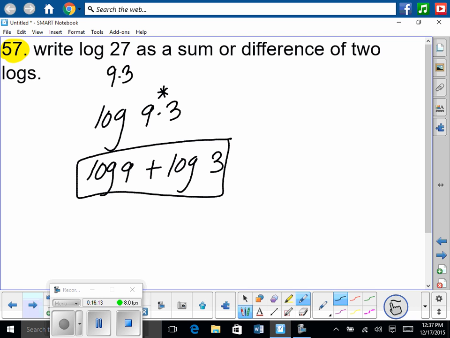That is your answer. Now you could, like I said, check it by going backwards. If we wanted to rewrite this as one log, we'd be doing log of 9 times 3, because when you add, you multiply, which is equal to log of 27. So hopefully that helps you see where we are coming from with this one.